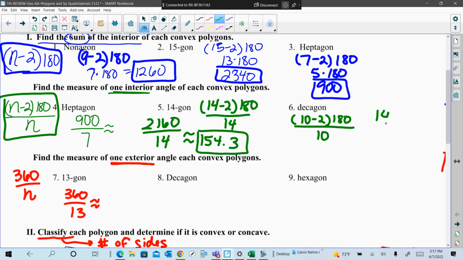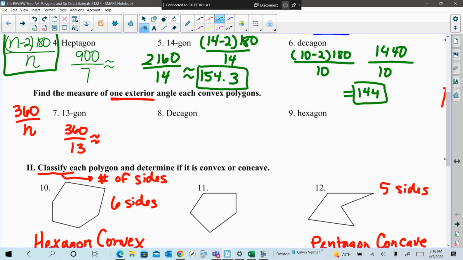Okay. For a decagon, do the top first, which is 8 times 180. That comes out to be 1440 on top. Now you're going to divide that by 10, so our answer here is 144. Now, to find just one exterior angle, we just do 360 divided by the number of sides. So this comes out to be 27.7. I believe we did that one in class. Here it's 360 divided by 10, which comes out to be 36. Sorry, let me fix that. And then here we're doing 360 divided by 6, a hexagon with 6 sides, and that comes out to be 60.